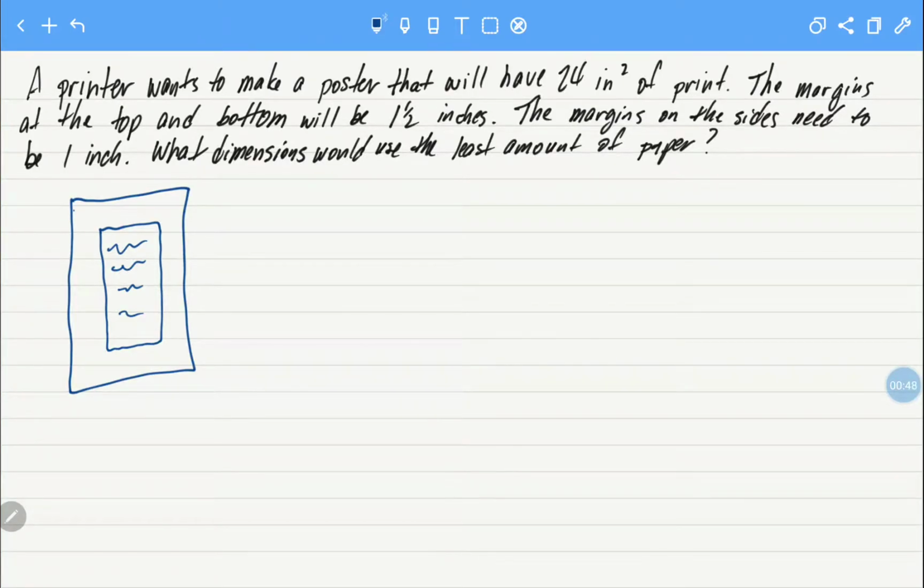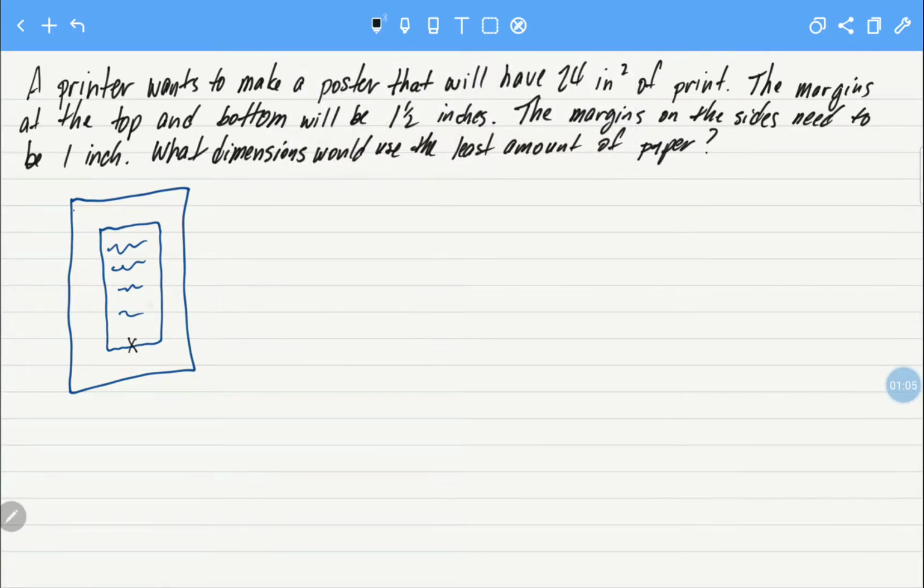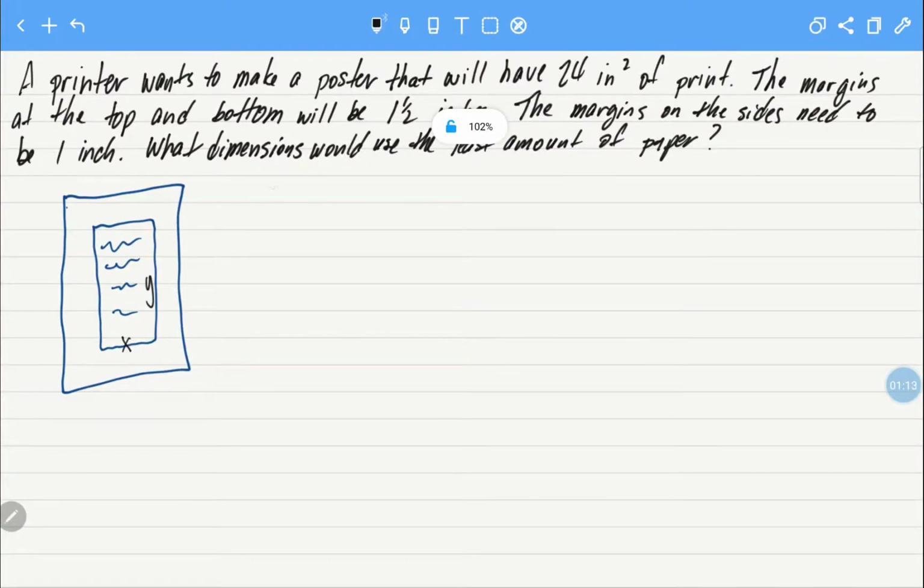You can either label the printed area or you can label the dimensions of the paper. I'm going to label the printed area. So I'm going to call this X and this Y. All right. So I'm going to start this time by getting my secondary equation. There's my secondary equation. All right. So I still need a primary equation because that's what I'm trying to optimize.